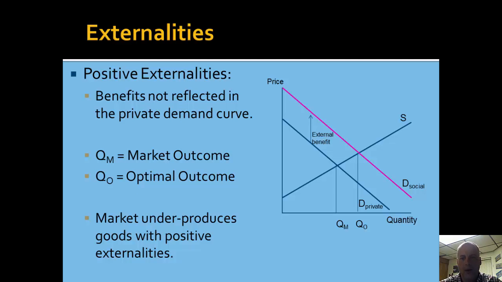Now, the way to represent this graphically is to think about benefits that are not represented in the private demand curve. So when you have a good that generates positive externalities, it's generating social benefits in excess of those that are enjoyed by the actual consumer of the good. And in this case, the market will tend to underproduce goods with positive externalities. The market will produce QM in our graph, but the socially optimal level would be QO in our graph. And by producing at QO, we can increase the amount of total surplus produced by the market.